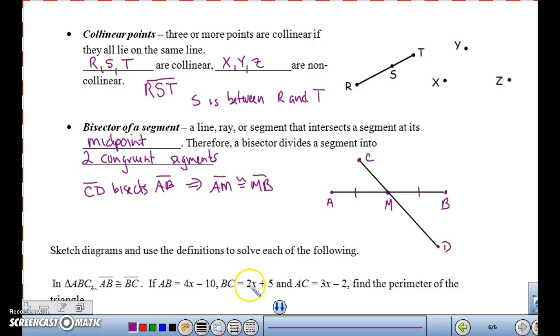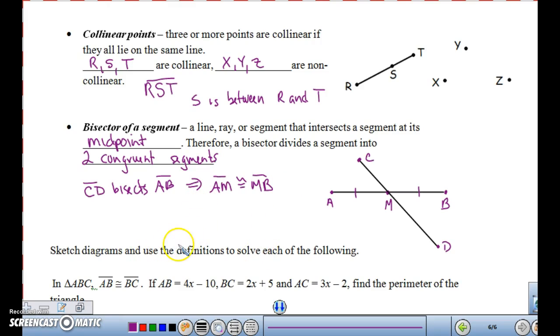Now, does that mean that CM and MD are congruent? Not necessarily. What is being bisected will be told to you. If CD was being bisected, then CM would be congruent to MD, but it doesn't say that anywhere. CD is doing the bisecting. So you can't assume that the bisector is also bisected itself. So CD is not necessarily being bisected, but AB is, at M. So be very, very careful when you're dealing with bisectors.